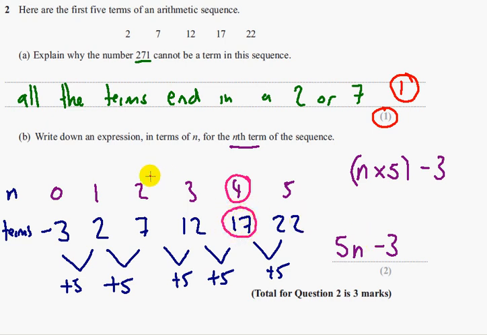Let's try one more. When n is 2, it should get the term of 7. So 2 times 5 is 10, take away 3, and that's 7. So I'm quite happy this is correct. Now, part B is worth 2 marks, and to get those 2 marks, the first mark comes from the 5n being correct, and the second mark comes from if you've got 5n minus 3. And that's it for question 2.